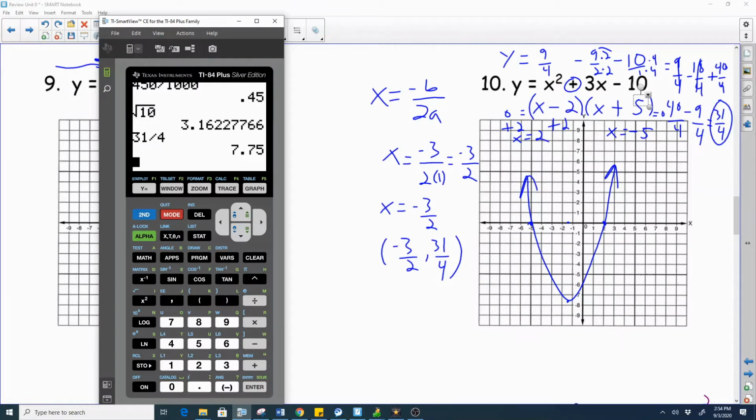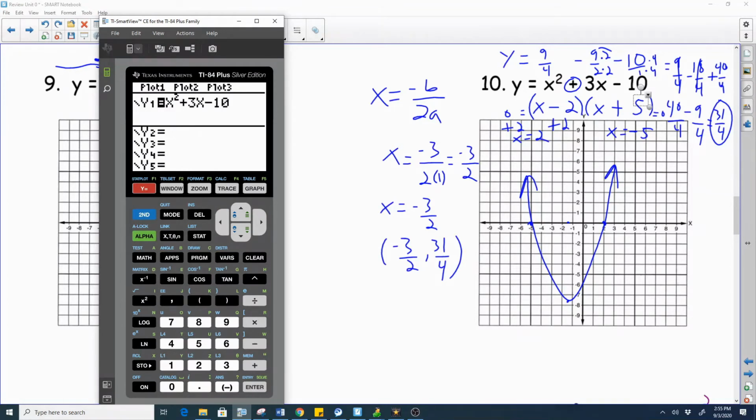Interesting. I thought we'd be able to see it if I did the window, negative 10 to 10. You should be able to see that sucker, so that's really strange. Let's see. Wow. Negative 12. There it is. Huh. So is it saying our vertex is a little bit different? What happened? Let me see.